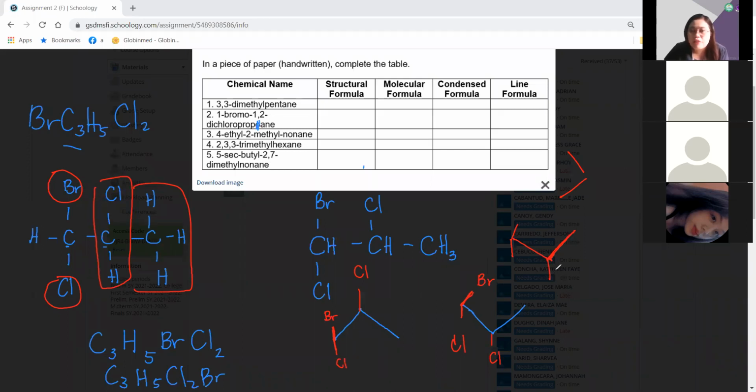Remember, for the line formula, we always assume that if there is a line, at the end of the line there is carbon. So if you don't put the bromine and the chlorine there, we will now assume that carbon is what is at those ends. So again, I repeat, if the substituent is a non-carbon, like the halogens, bromine and chlorine, you really have to include the symbol in the line formula, okay, to differentiate them from the carbons.